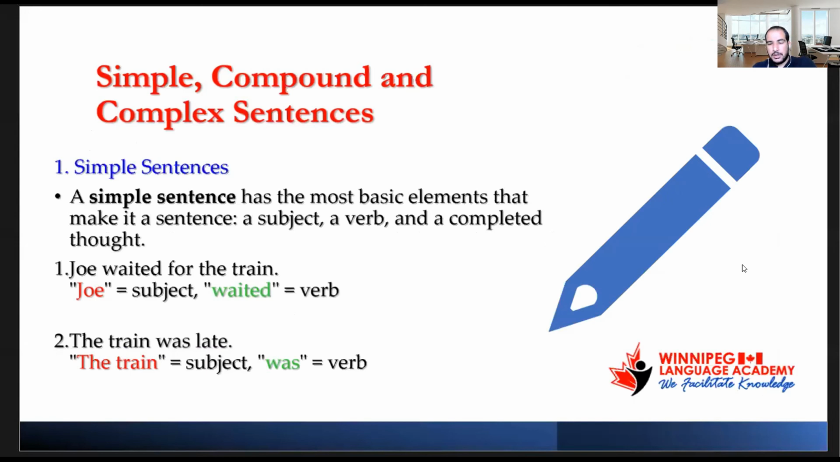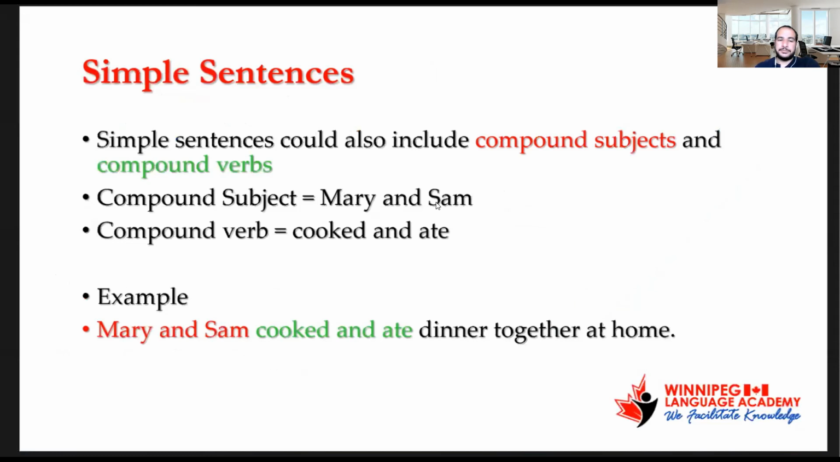Okay. Here we have, for example, Joe waited for the train. So Joe is the subject and waited is the verb, and it has a complete meaning. The train was late. The train is the subject and was is the verb. Okay. Simple sentences could also include a compound subject. And a compound subject is made of two words or three words or more. And it also could include a compound verb, and it's two verbs or more.